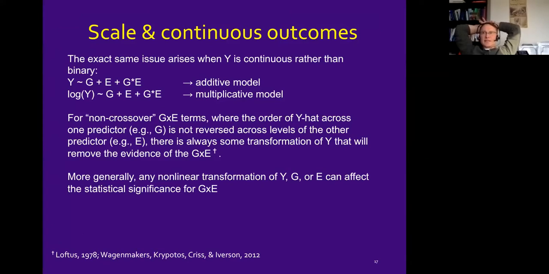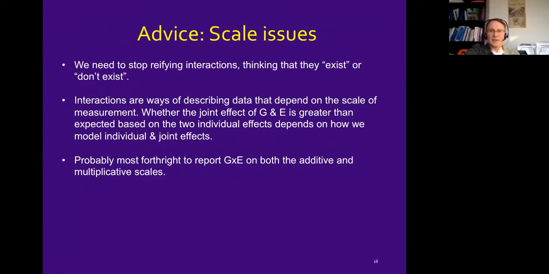So in a sense, all interactions are potentially removable by changes of scale if you're defining an interaction by statistical significance. And just more generally than just talking about transformations on Y, any nonlinear transformation of Y, G, or E can affect the statistical significance of G by E. So it's kind of a tricky situation.